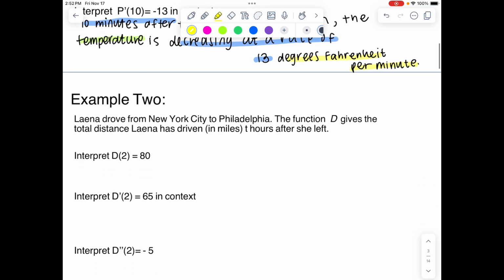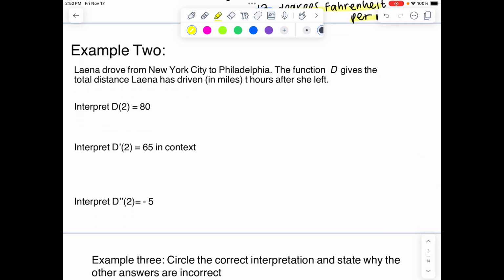So we'll do one more example like this, and then we'll move on to position, acceleration, and velocity. We have two more, sorry. We're actually going to do 3 different statements here. One's the original function, the second one is the derivative, and the third one is the double derivative.